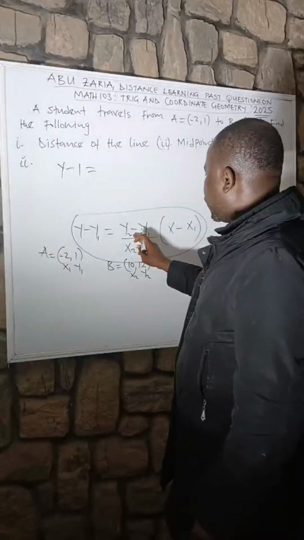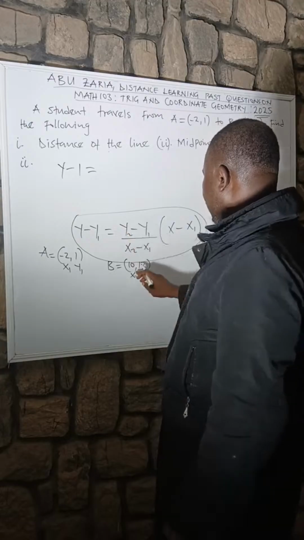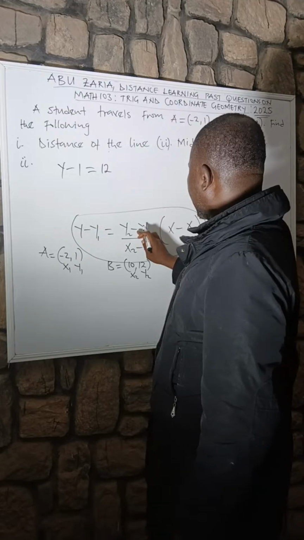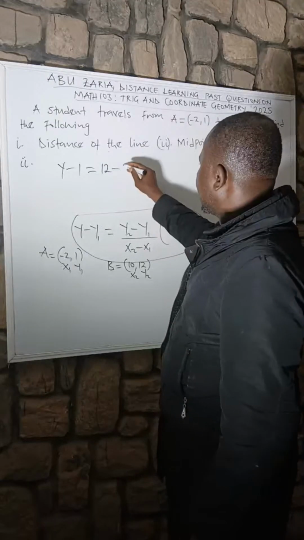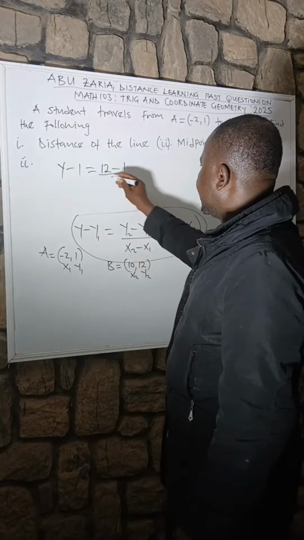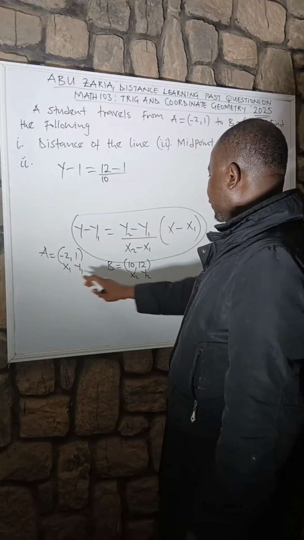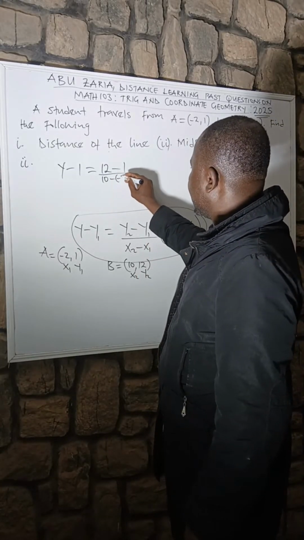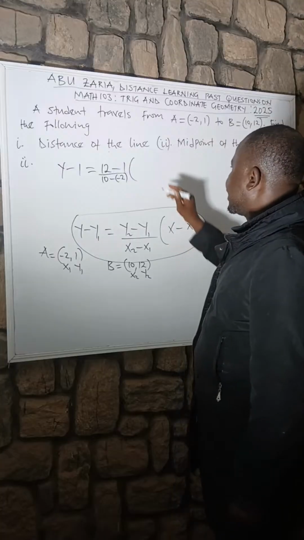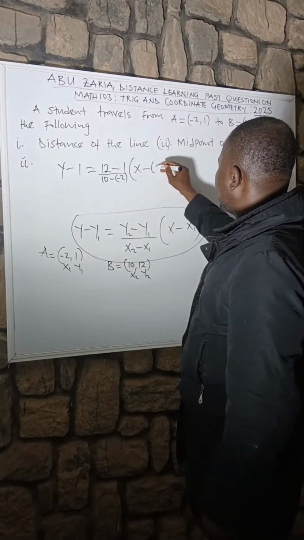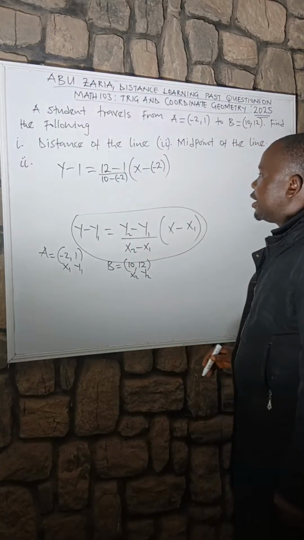So what is our y2? Our y2 is 12. And our y1 is 1, all over x2. X2 here is 10. Now what is our x1? X1 is -2. But mind you, we have minus, so minus, open bracket, minus 2. Then open bracket here, x minus x1 is what? -2. Close the bracket. So can you see now?